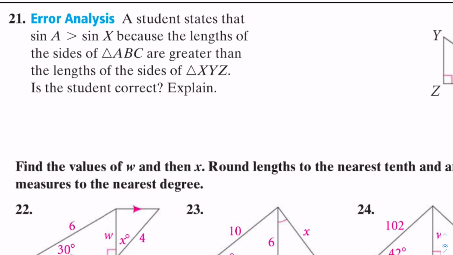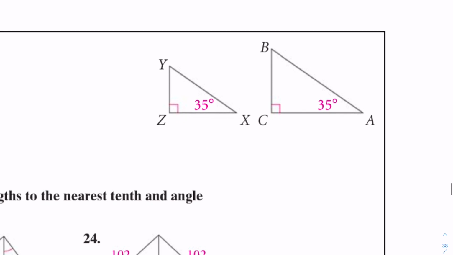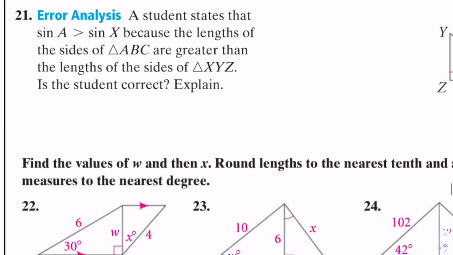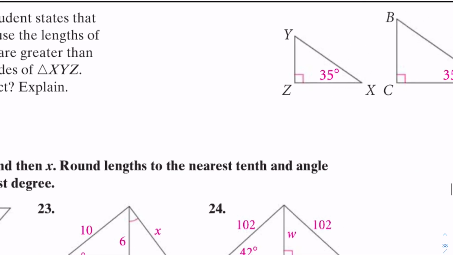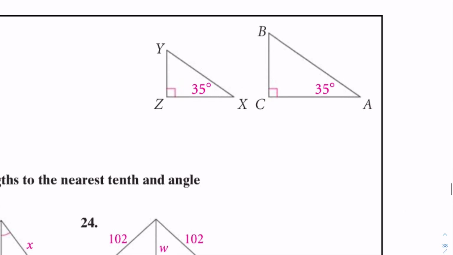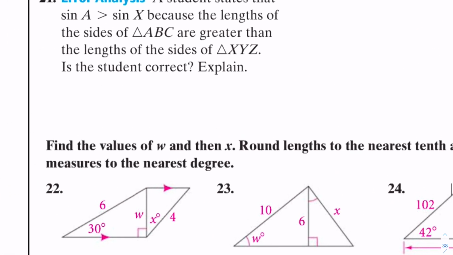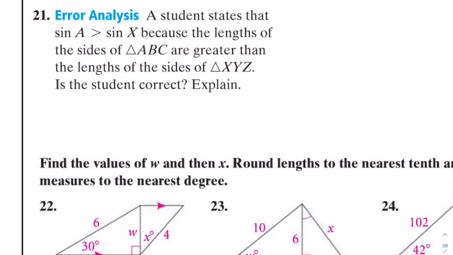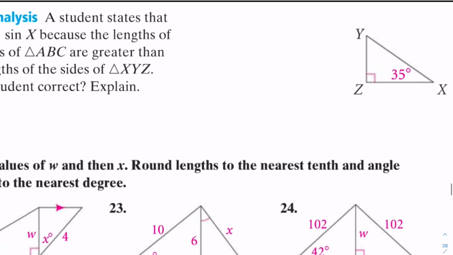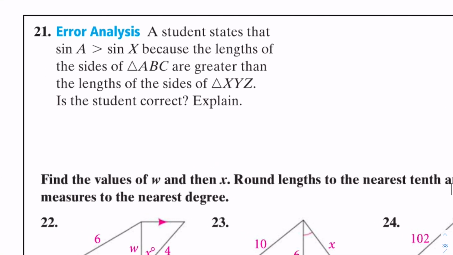So the sine of A is greater than the sine of X, and that's because the lengths of the sides of ABC are greater than the lengths of the sides of XYZ. Here's the thing. The answer is no. The answer is a big no.